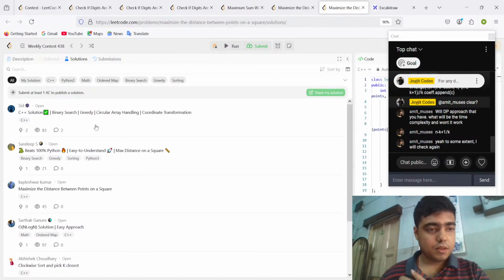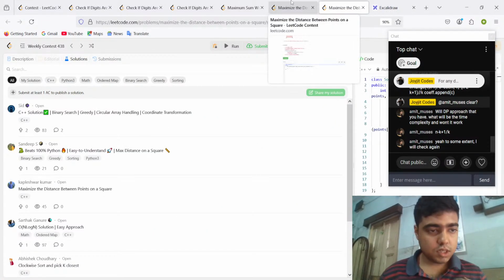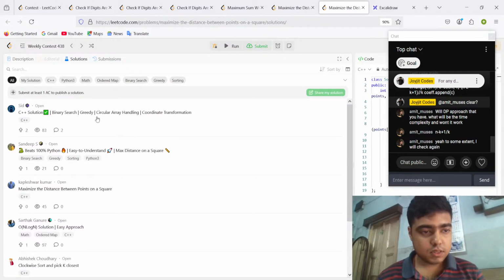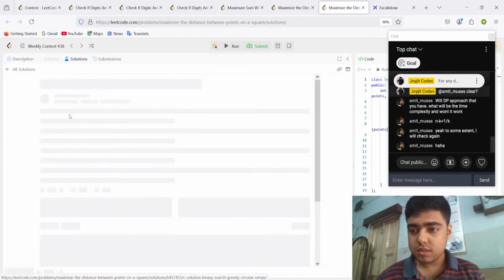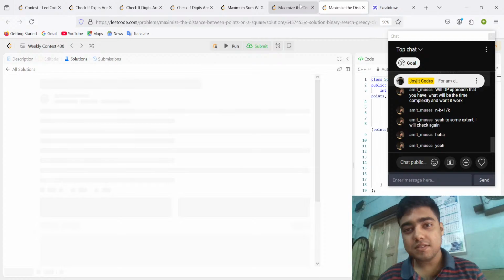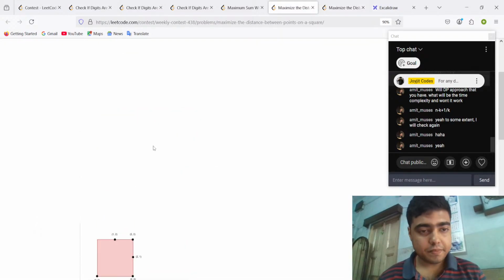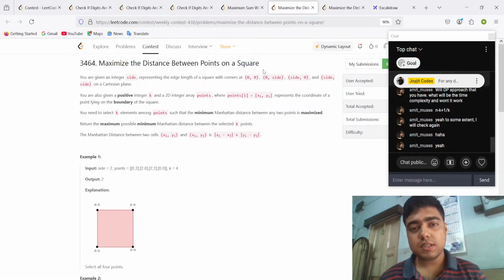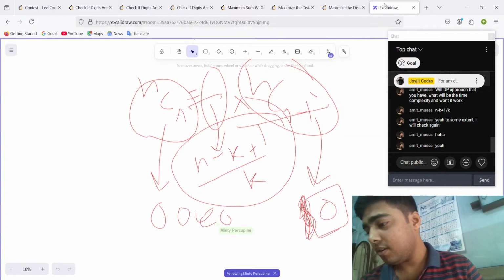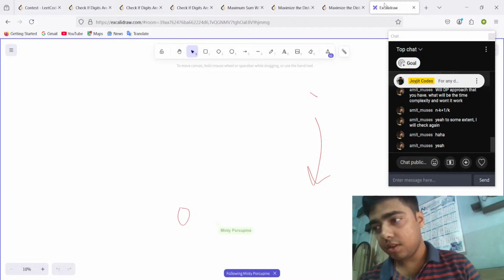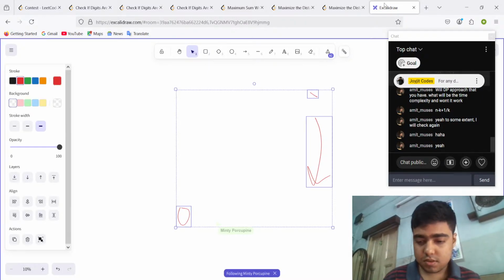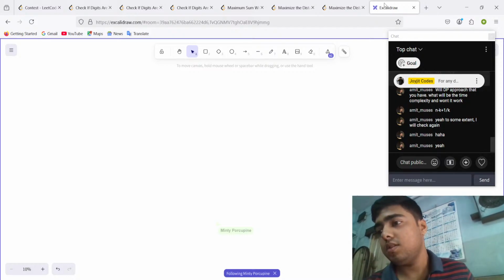Okay, so let's move on to this problem. Maximize the distance between points on a square. What is the problem about? I'll explain it quickly. You're given a square. Oops, why didn't everything get deleted? So you're basically given a square.